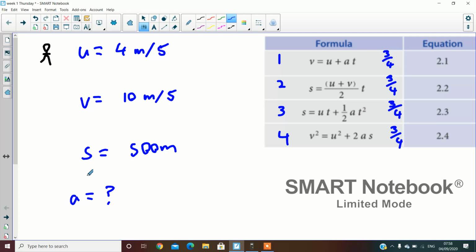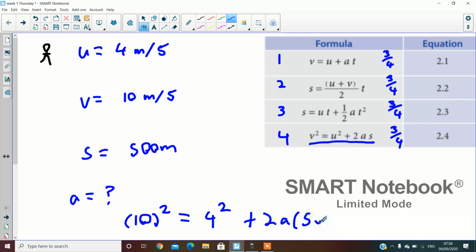You can see we have three letters here, U, V, and S. We're looking for A. So therefore, the formula we should use is V squared equals U squared plus 2AS. For V squared, you're going to enter in 10 squared. For U squared, you're going to enter in 4 squared. And then it's going to be 2 times A times your 500.